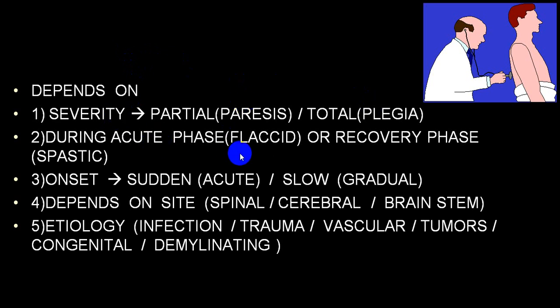Depends upon the acute phase or recovery phase. If it is in an acute phase, you will usually have a loss of tone. We call it flaccid hemiplegia. And in a recovery phase, it will always be the spastic variety. At the onset, it depends upon the type of onset. In acute, sudden onset, flaccid variety. In gradual onset, by the time you examine the person and the person comes to you, good number of times the spasticity has already developed. Depending upon the involvement of the brain, brainstem or spinal cord, we label as cerebral hemiplegia, brainstem hemiplegia or spinal hemiplegia. We'll be mentioning those, and depending upon the etiology, whether it is infection, trauma, vascular, tumor, congenital or demyelinating disease, some of the things which we'll be discussing.